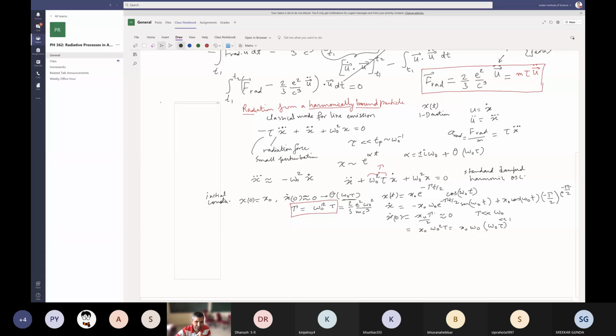So what is our solution? Let me write it down. x of t is equal to x naught by 2 e to the minus gamma t by 2, times e to the i omega naught t plus e to the minus i omega naught t. I've just written the cosine here in terms of exponentials. So this is my solution.